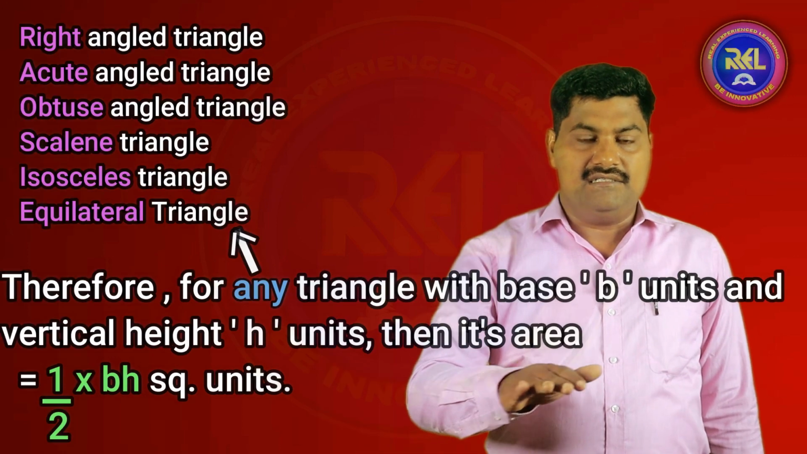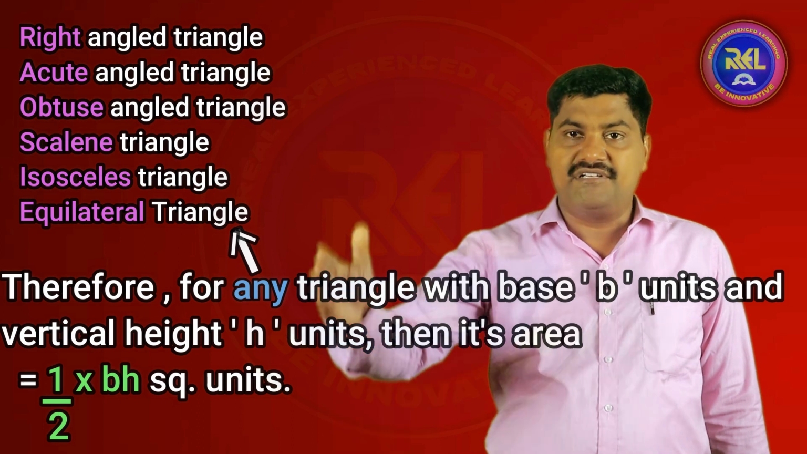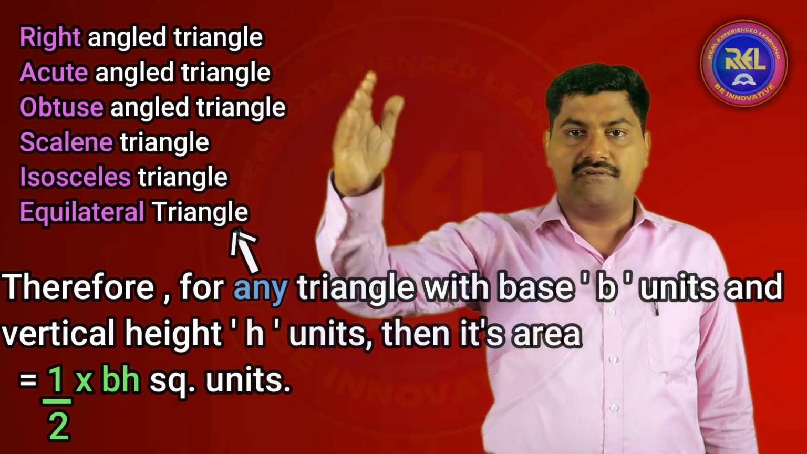Therefore, for any triangle with base b units and vertical height h units, its area equals half b height square units.